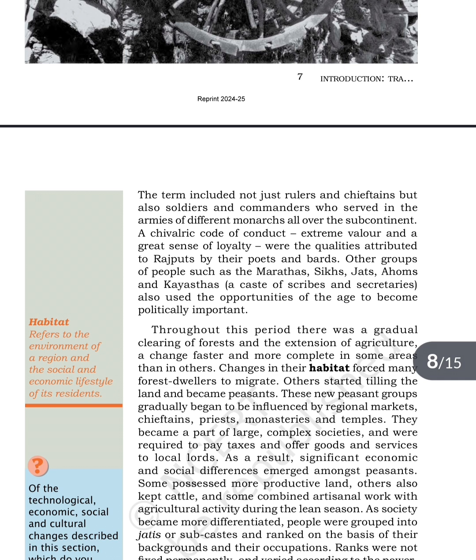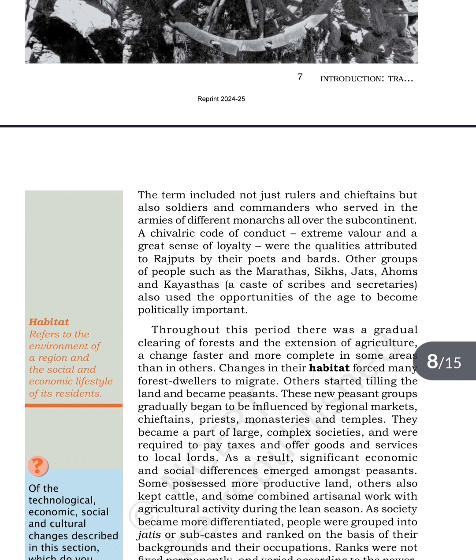Some possessed more productive land, others also kept cattle, and some combined artisanal work with agricultural activity during the lean season. As society became more differentiated, people were grouped into jatis or subcastes and ranked on the basis of their backgrounds and their occupations. Ranks were not fixed permanently and varied according to the power, influence, and resources controlled by members of the jati. The status of the same jati could vary from area to area.